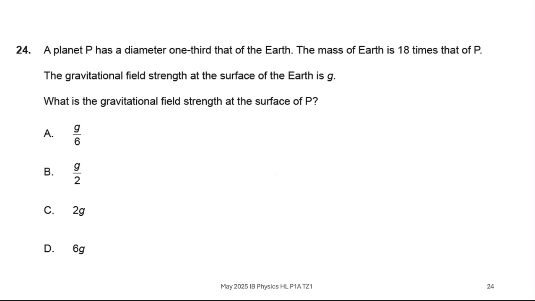Okay, here we have a question about gravitational field strength. This is SL, so let's have a look and then hit play when we're ready to see the explanation.